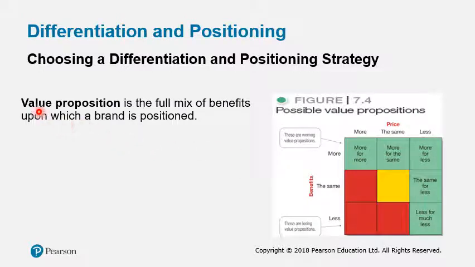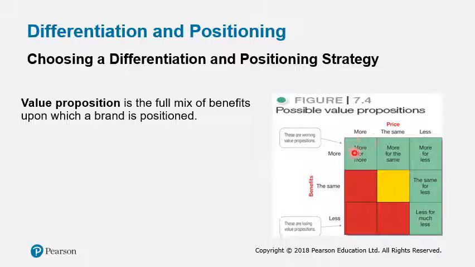Next, you must look at the value proposition, which is the full mix of benefits upon which a brand is being positioned. So by choosing the positioning or the differentiation strategy that you use just now, it must have a value proposition, with core benefits that must be different. By looking at this particular figure 7.4, possible value propositions could include the benefits and also price, as compared to your competitors.